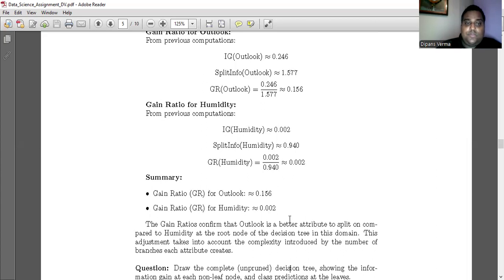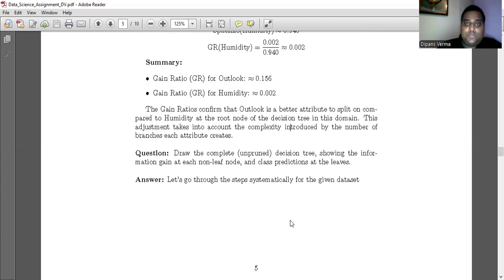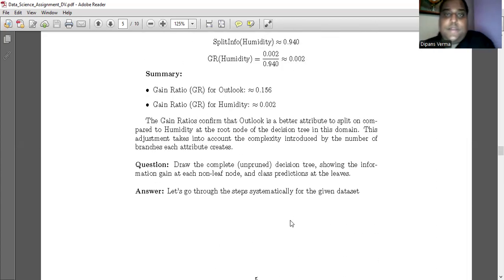Okay, so gain ratio for outlook is how much? 0.156. And then gain ratio for humidity is 0.02. So gain ratio confirms that outlook is a better attribute to split on compared to humidity, right? Because the gain ratio for outlook is very high at the root node of the decision tree, right? The outlook gain ratio is much higher because it's 0.156.